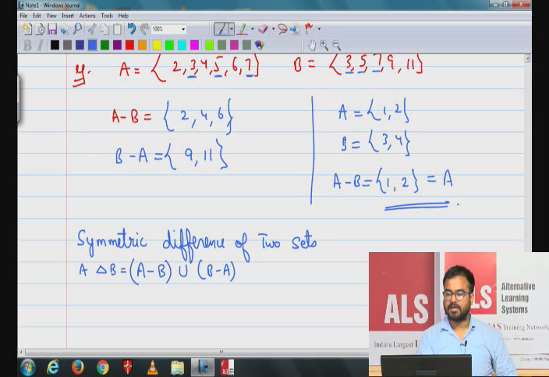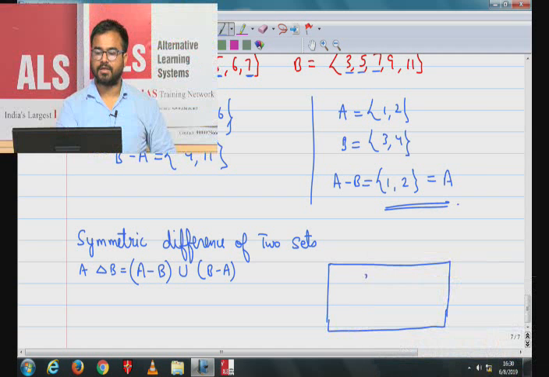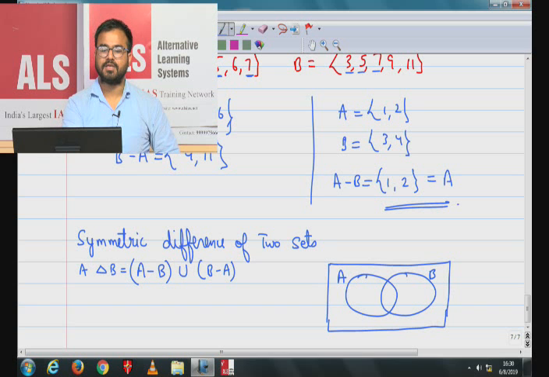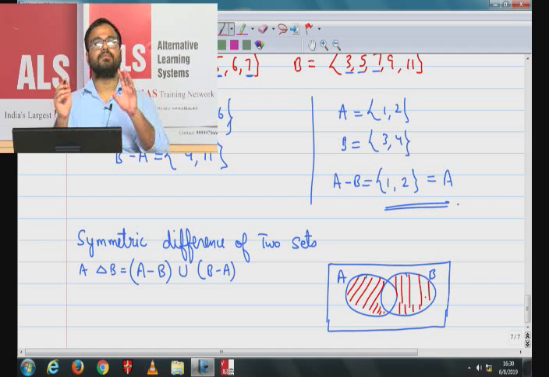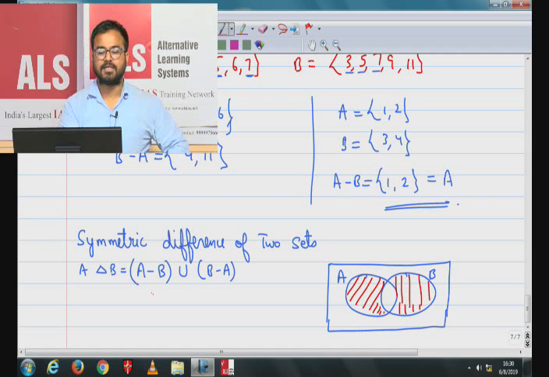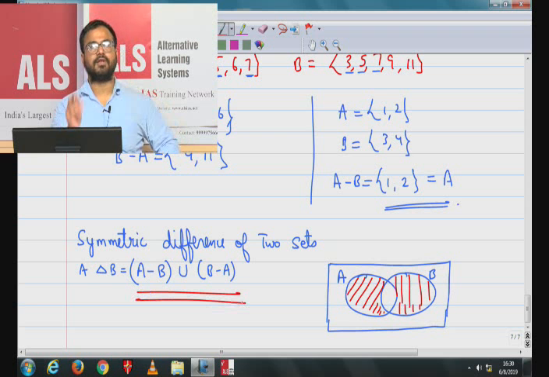So if we draw the Venn diagram, if this is A and this is B, so A minus B is this region, and B minus A, from B we have to subtract A, is this region, and union means total of both of them, that is known as the symmetric difference of two sets. We have to subtract B from A and then A from B, and then add the results. That is the meaning of the symmetric difference of two sets.